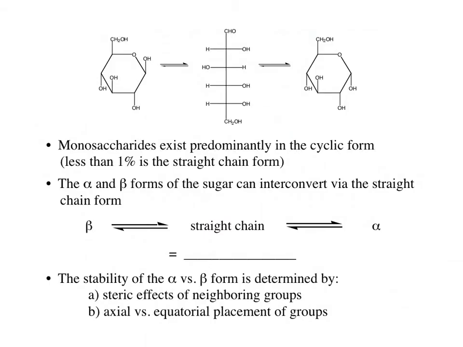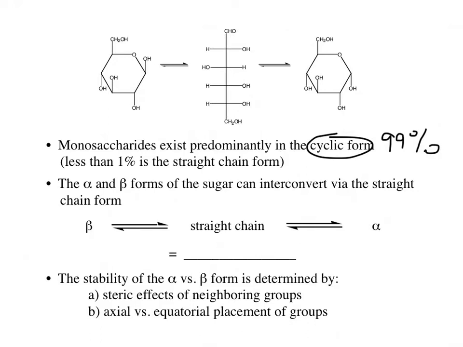All right. Now, we talked about how you can have a straight chain form or a cyclic form. The two cyclic forms taken together are roughly 99% of that equilibrium, so they are definitely the predominant thing. 1% is the straight chain form. We're going to see in a few minutes that the reactions actually occur in that straight chain form. So it's important for a sugar to be able to open up.